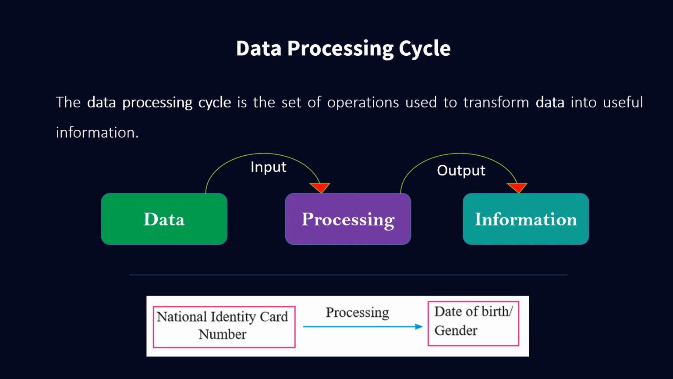Okay children, now you understood what is data and what is information, and also you understood data should be processed to get meaningful information. Now let's have a look at data processing cycle. Data processing cycle is the set of operations used to transform data into useful information. Into a machine, we have to give data as an input. Then the machine will process it and give the output as information. For example, NIC number of a person. We input the NIC number of a person and the machine process it and give the information, which is date of birth and the gender of that person.